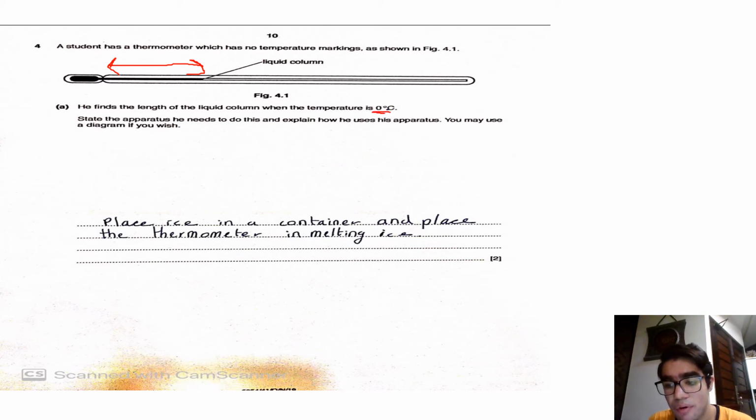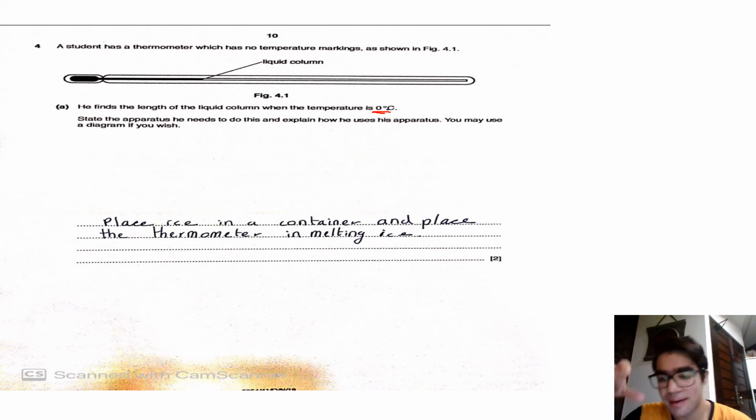0 degrees is the melting point of water, and at 0 degrees the water freezes to ice, and freezing point and melting point are equal, which is 0 degrees Celsius. It's saying state the apparatus he needs to do this, and explain how he uses the apparatus. I didn't draw a diagram. You could draw a diagram. I'm terrible at drawing diagrams, so I didn't.